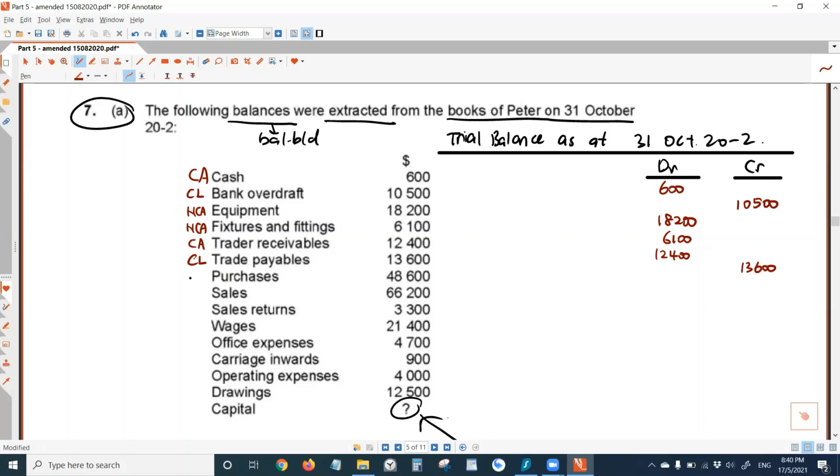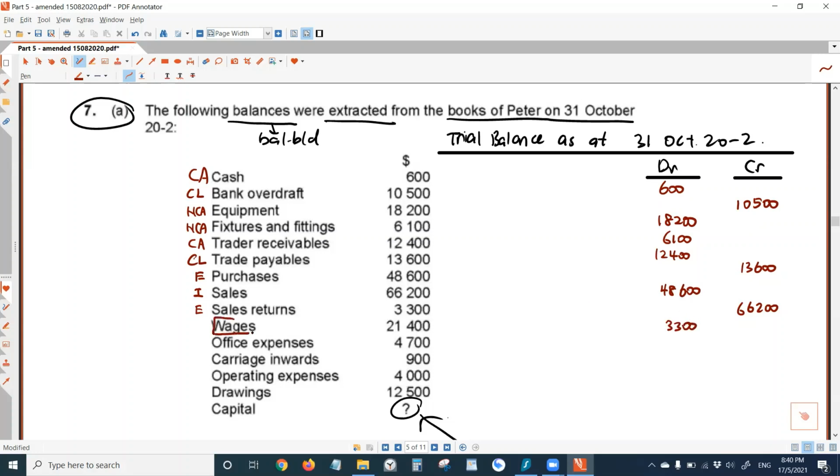Purchases is an expense. So for an expense, debit side means increase, 48600. Sales is an income. Sales returns is something opposite of income, you can treat it as an expense. Sales returns means customers return goods to us. So here 3300.